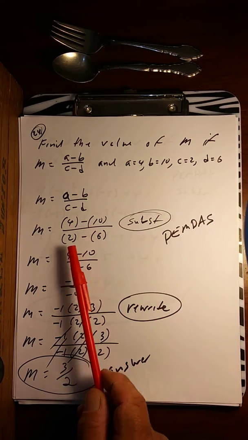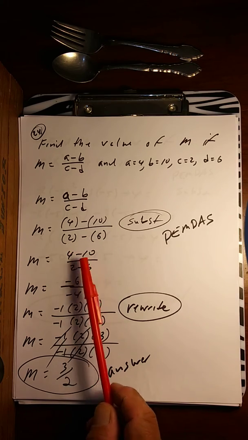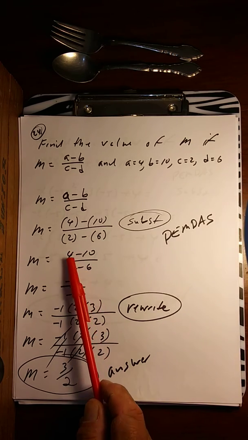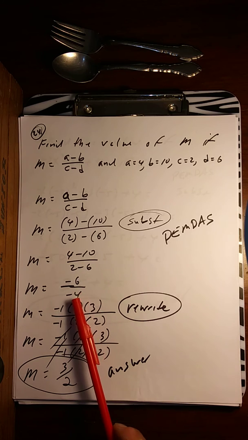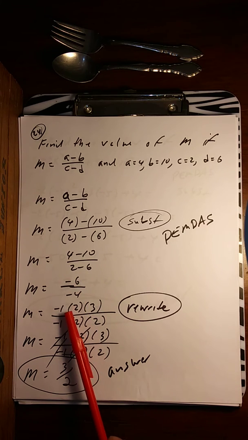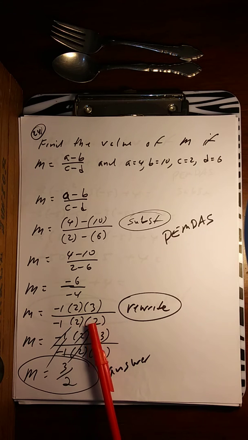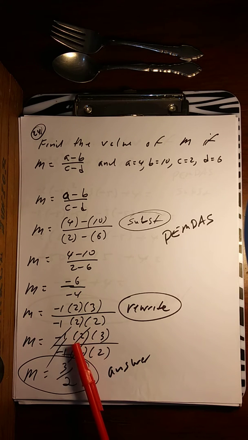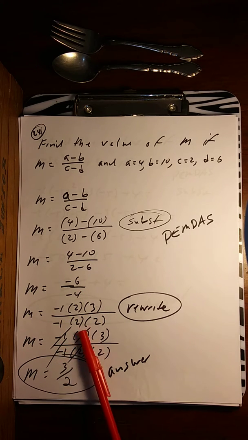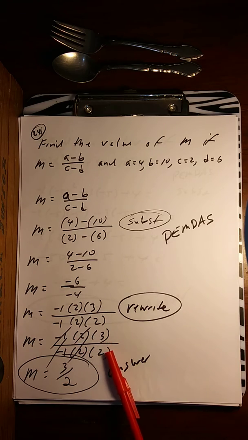4 minus 2 minus 4 minus 10, 2 minus 6, and that's going to give you a negative 6 over a negative 4. Rewrite it as negative 1 times 2 times 3 is 6, and negative 1 times 2 times 2 is negative 4. Notice that we can cancel the negative 1s and the 2s. What's left over is 3 over 2. That's the answer.